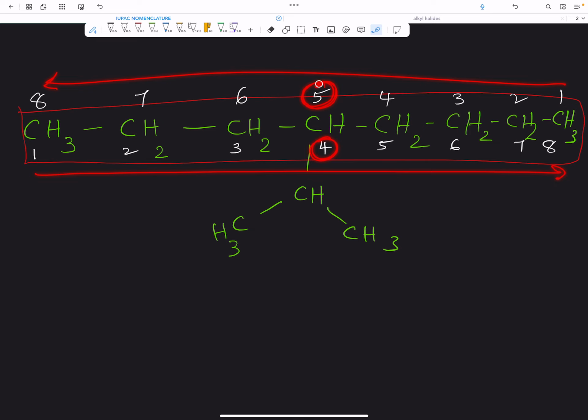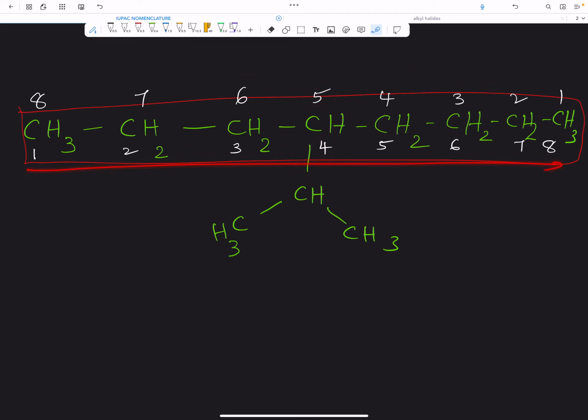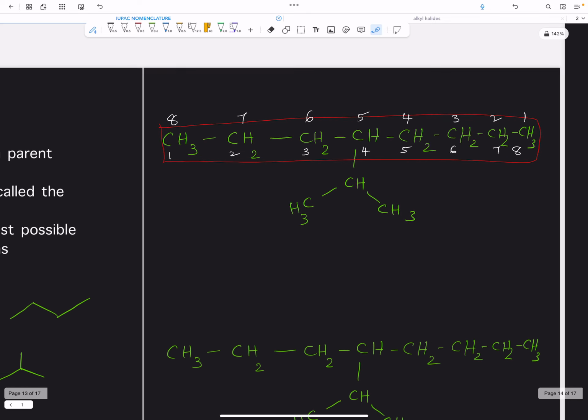As rule says, the locant should be as minimum as possible. The numbering in this direction is correct and in this direction is incorrect.